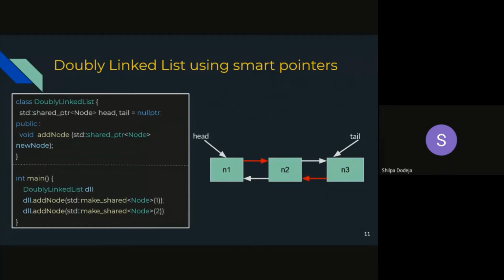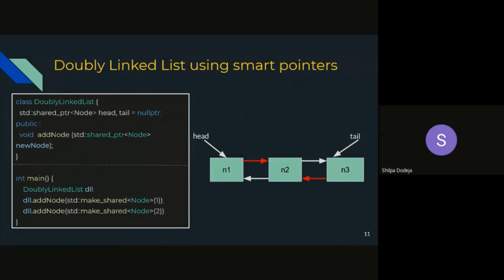Any guesses? I'm using the shared pointers. It's correct, it will run. There is no compiler error as such, but there are still memory leaks despite using the smart pointers. Is it because everybody is holding on to everybody else? Yes, correct. That is the reason.